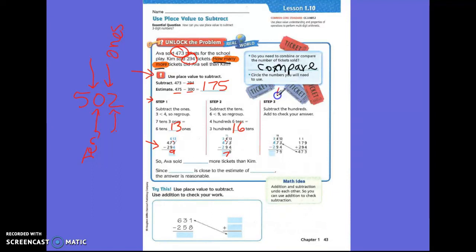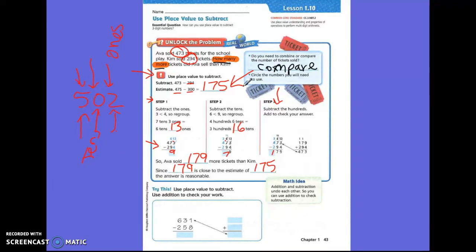Okay. And then the last step is to subtract the hundreds, which, now that we have borrowed, is 3 minus 2, which is 1. So Ava sold how many more tickets than Kim? 179. Since 179 is close to the estimate, what was our estimate? 175. Yes, it was close to the estimate that we had. Then the answer is reasonable, because they're only 4 numbers apart, aren't they? Yeah. 175 and 179 is only 4 numbers apart.